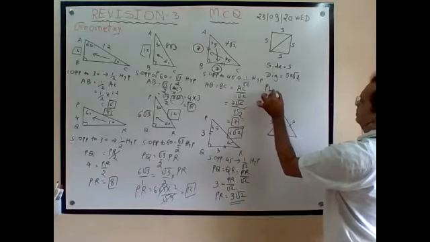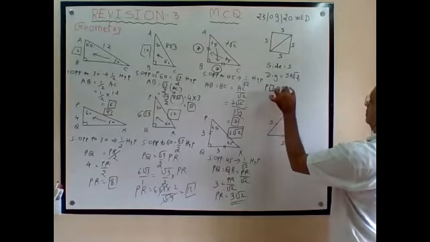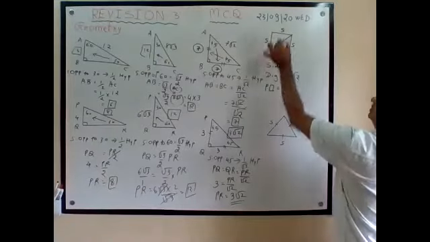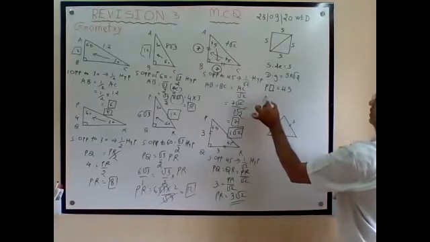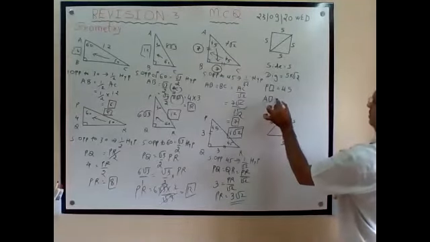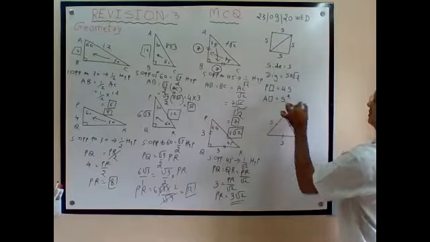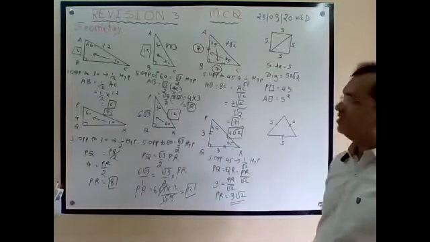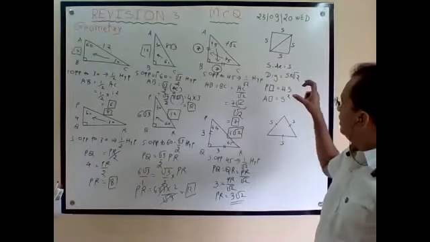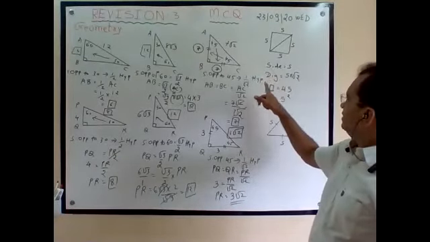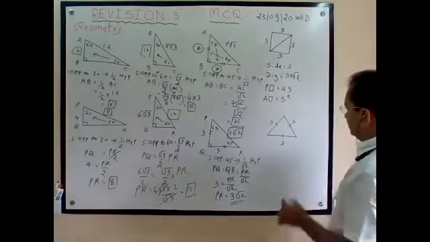Perimeter of square. Perimeter means sum of all the sides, that is 4 sides. Area of square is side square. They will give this, and I will give the example. You have to find diagonal, perimeter, area.